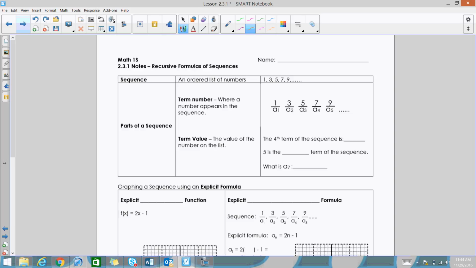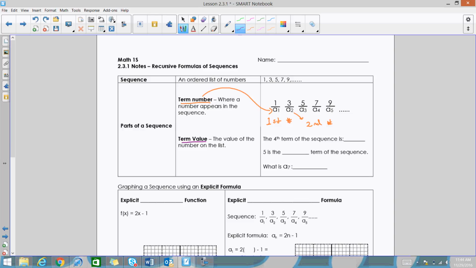So here you go. Here are the notes for today. So we're going to talk about a sequence. So parts of the sequence. Well, there's two parts, right? There's a term number, and then there's a term value, right? The term number is where a number appears in the sequence. A term number are these right here. You see this A1, A2, A3, A4, A5, A6. That means the first number in the sequence, like first number. This means second number, and so on and so forth. All right, that's called your term number.